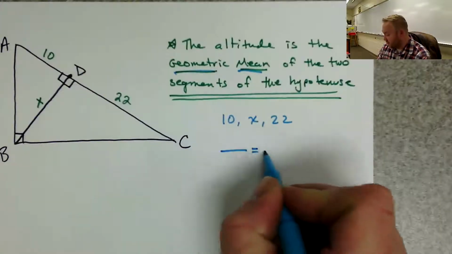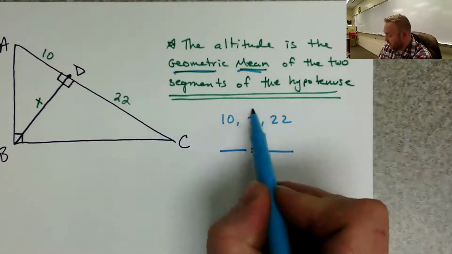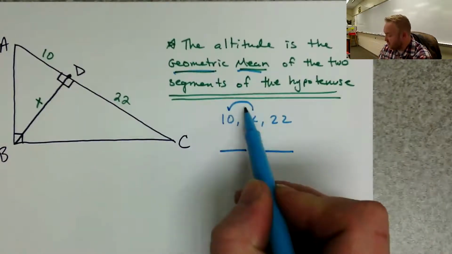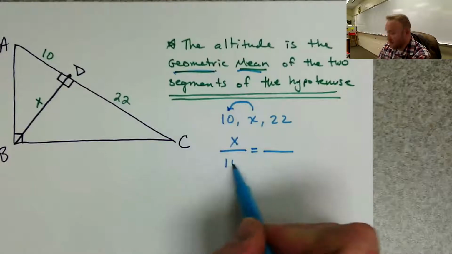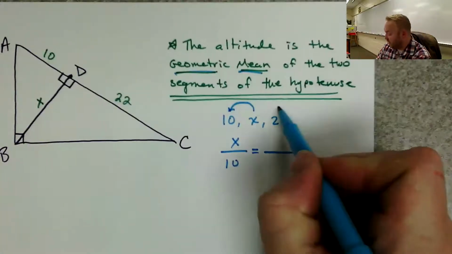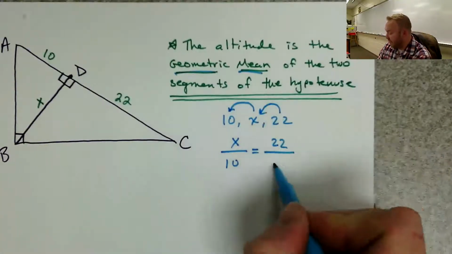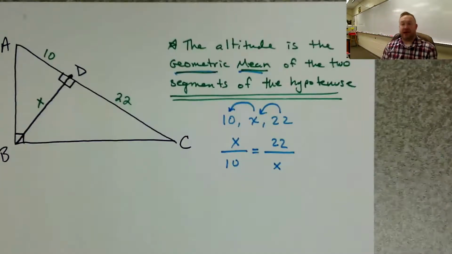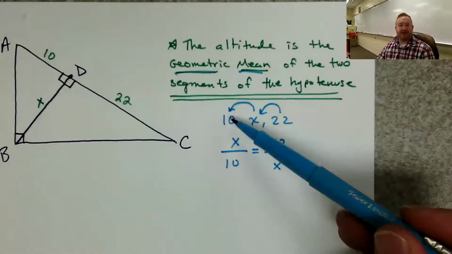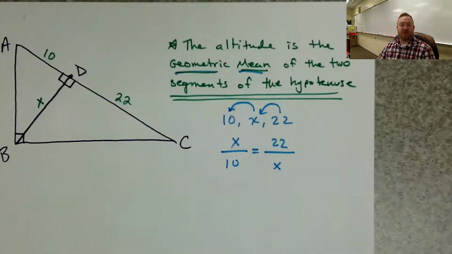And so we set up a proportion here. The first proportion is X divided by 10 should be the same as 22 divided by X. So if you divide any number in the sequence by the number right before it, you should always get the same ratio. So X divided by 10 is the same as 22 divided by X.